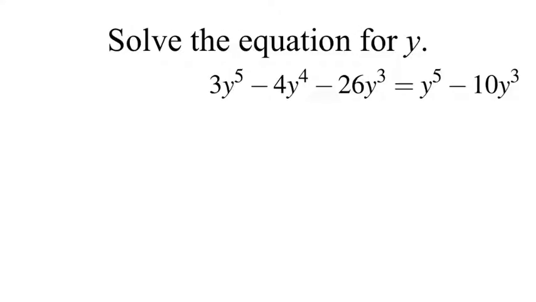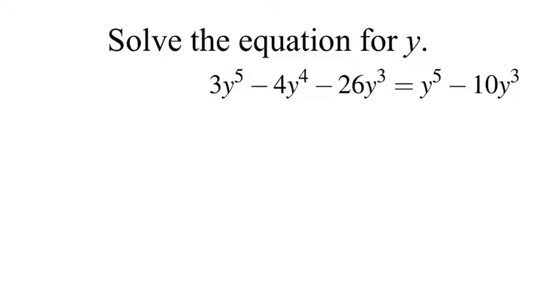So the original problem as written in this video is not solvable using the methods of our course. Over the course of this video, you'll see me change the problem a couple of times. And the one shown on the screen right now is the one we eventually end up succeeding in solving. 3y to the fifth minus 4y to the fourth minus 26y to the third is equal to y to the fifth minus 10y to the third.